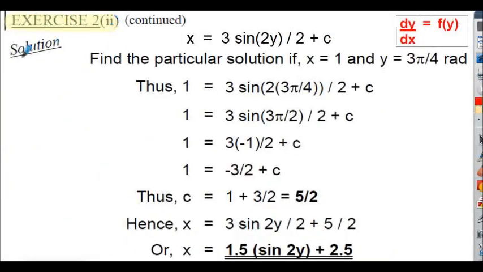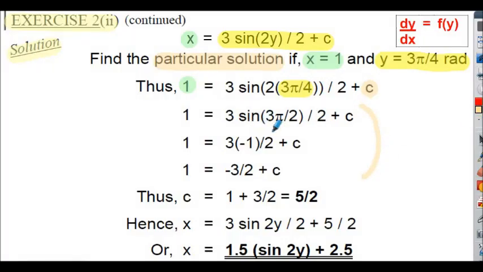Exercise 2 part 2 solution continued. Just repeated this line from the previous slide for reference. Now we're asked to find the particular solution. We're given that x is equal to 1 and y is equal to 3 pi divided by 4 radians. Inserting the x on the left hand side, the y on the right hand side, we can evaluate c. I'll let you review the calculations at your own pace.